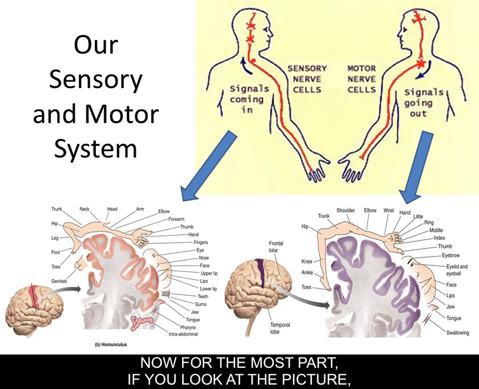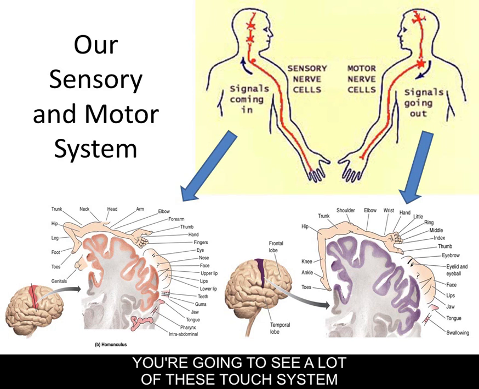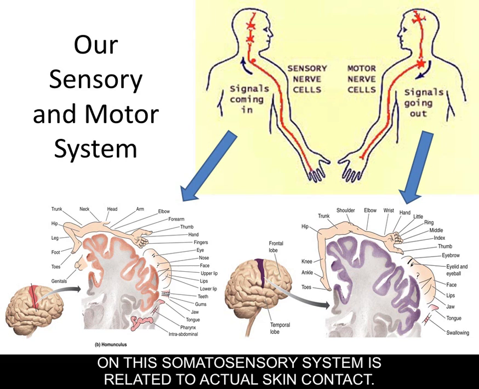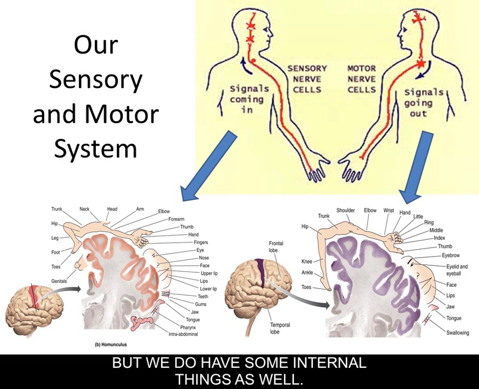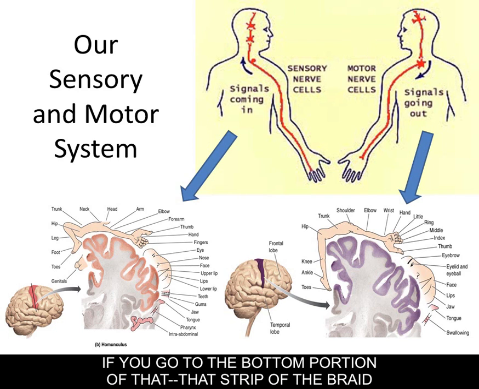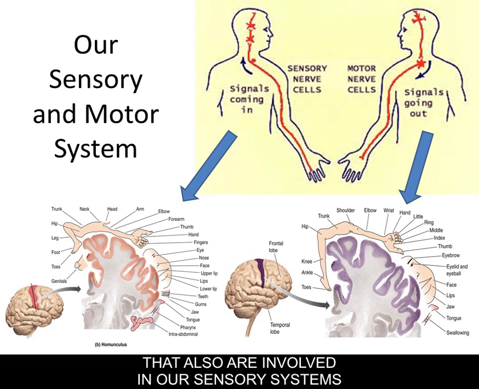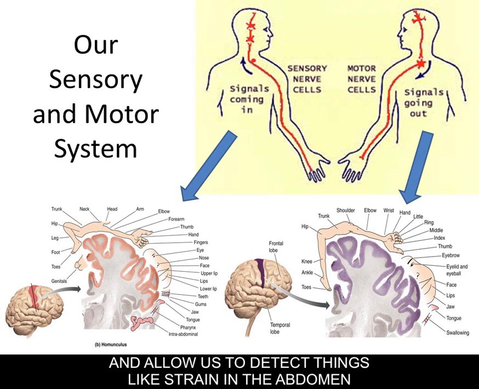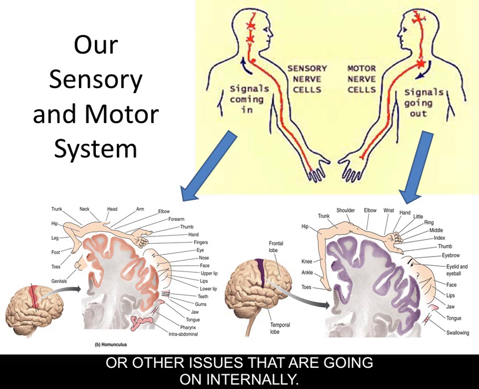Now, for the most part, if you look at the picture, you're going to see a lot of these touch systems in this somatosensory system are related to actual skin contact. But we do have some internal things as well, if you go to the bottom portion of that strip of the brain, that also are involved in our sensory systems and allow us to detect things like strain in the abdomen or other issues that are going on internally.